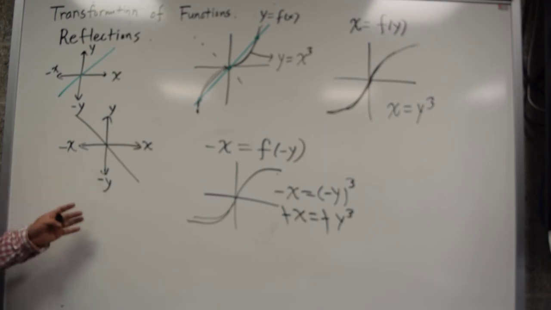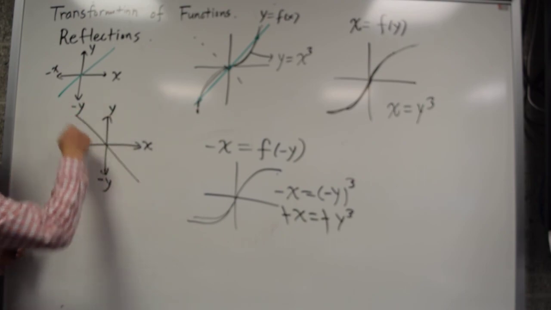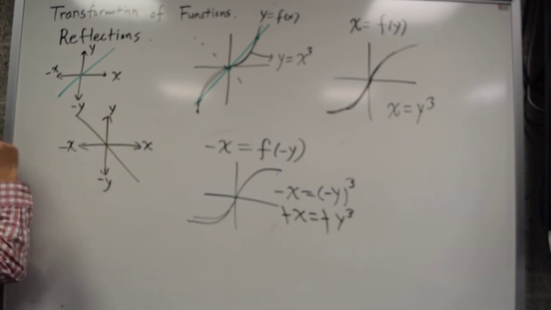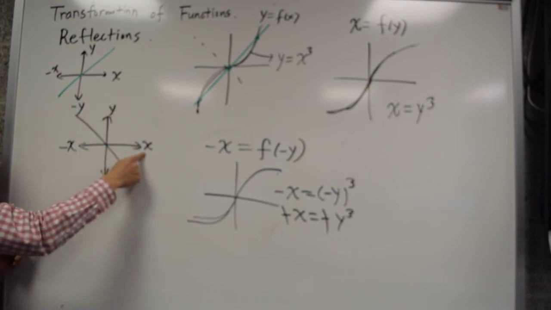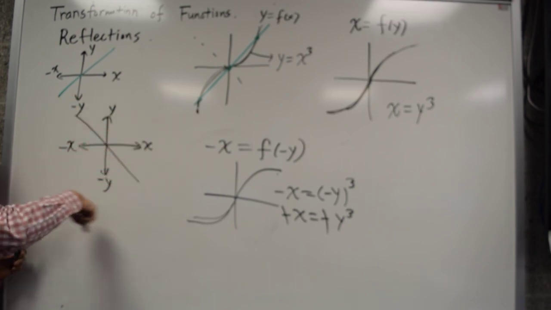But the important thing is if you want to flip over this diagonal, you have to replace y by negative x and x by negative y. So that's how you use this simple rule.